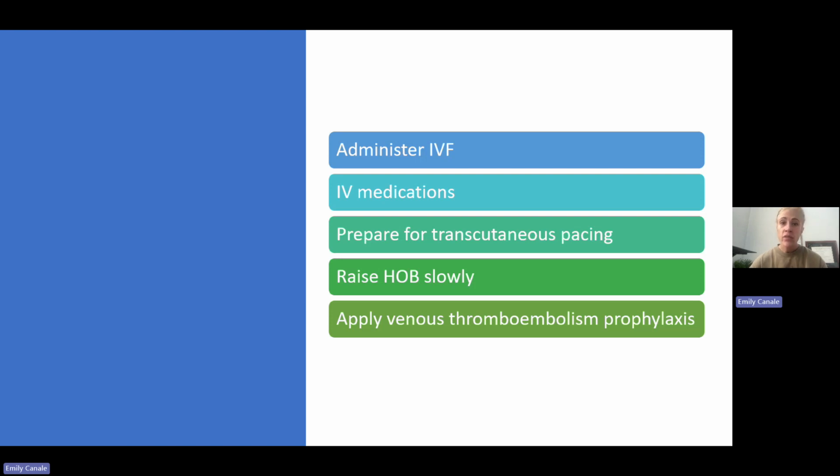If we are moving them, we have to raise the head of the bed very slowly because of that loss of systemic vasomotor tone. They're, again, very vulnerable to position changes. So you do want to also do prophylaxis for DVTs. So I'm thinking my SCDs, maybe heparin, because these clients would be at a high risk for venous thromboembolisms if it's a spinal cord injury.